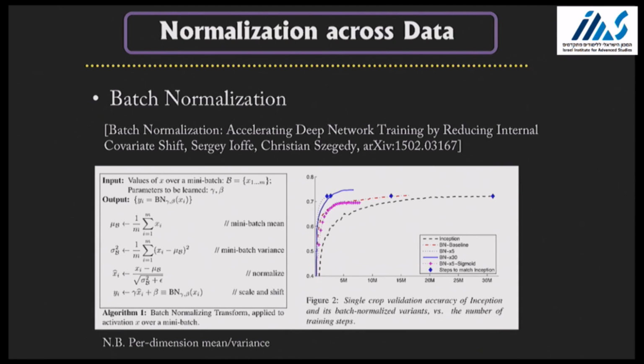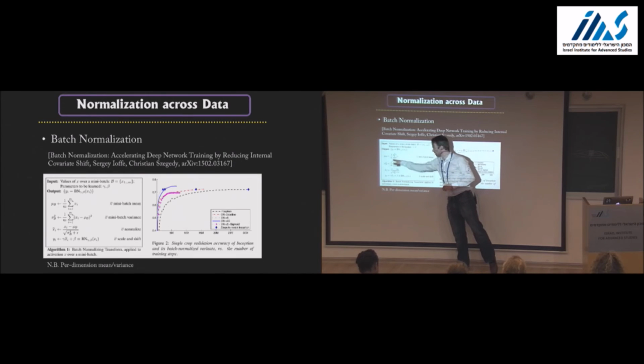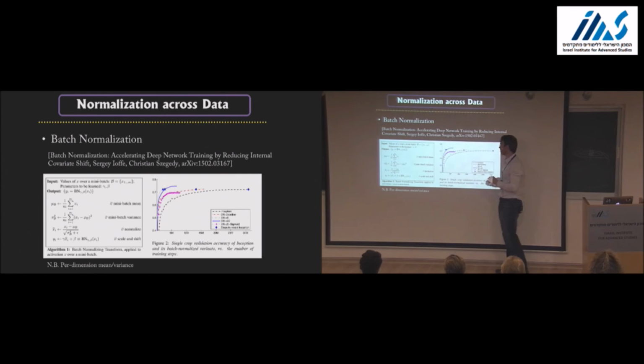This is an attempt to effectively compute the per batch mean. This is a vector, so this is your feature map elements in vector form. You compute a per dimension mean and a per dimension variance, and you use those to center the distribution and rescale it so it's unit variance per dimension. And that actually seems to help quite a bit.